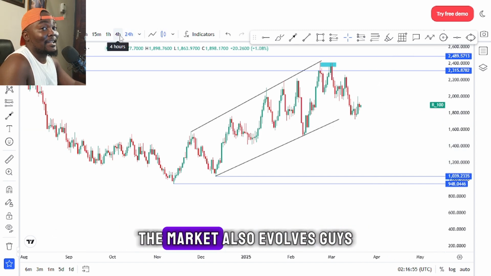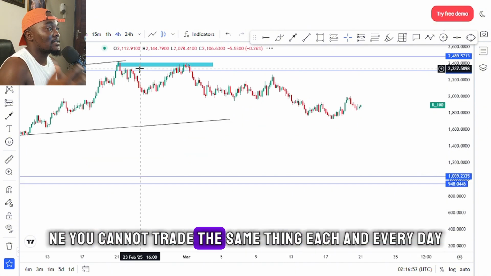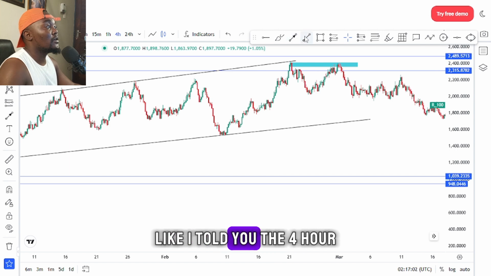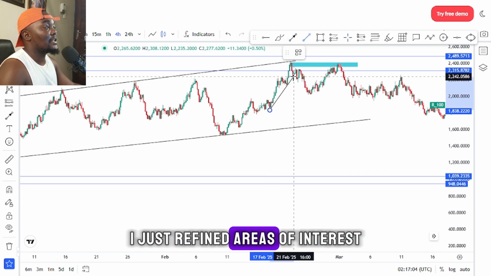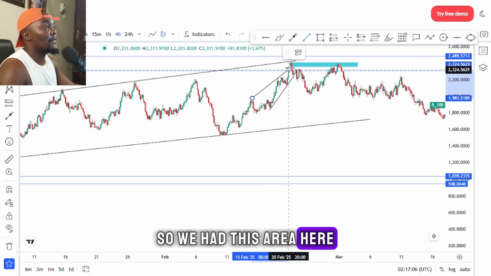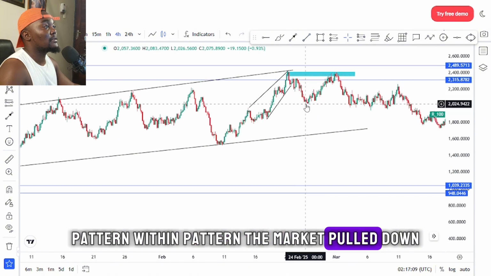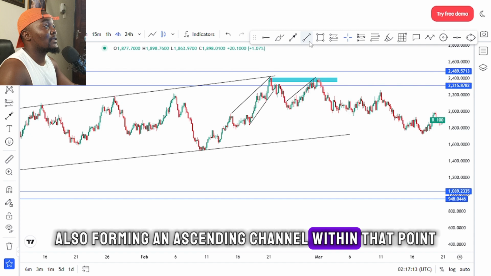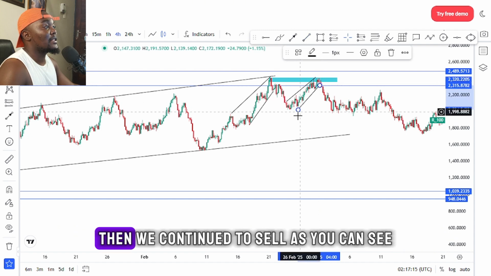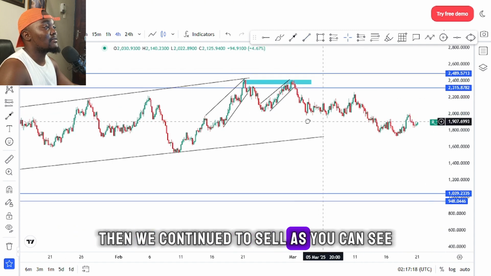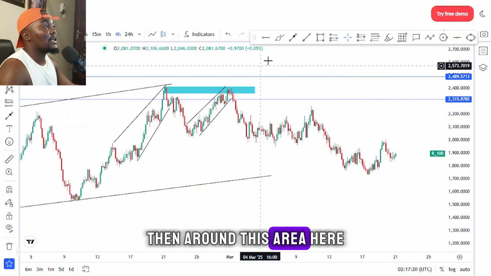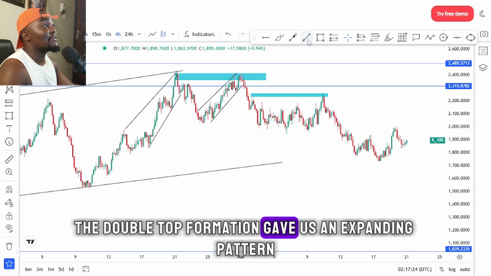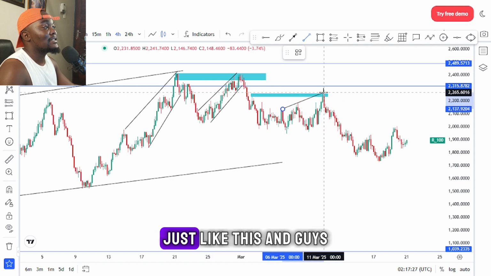So as you all know, the market also evolves, guys. Now you cannot trade the same thing each and every day. So as you can see here, we have the 4 hour. Like I told you, on the 4 hour, I just refine areas of interest. So we had this area here, pattern within pattern. The market pulled down, came back to create the double top, also forming an ascending channel within that point. Then we continued to sell, as you can see. Then around this area here, we created a double top formation, but the double top formation gave us an expanding pattern, just like this.